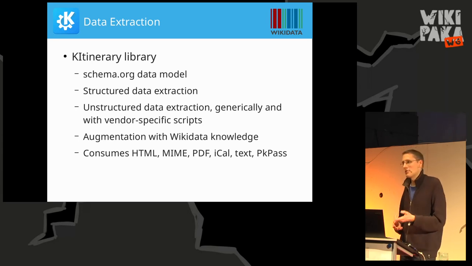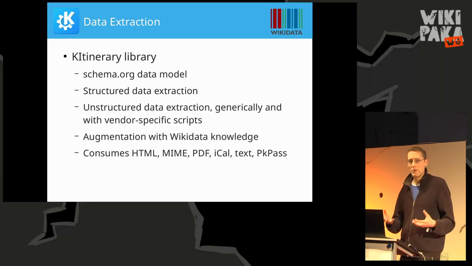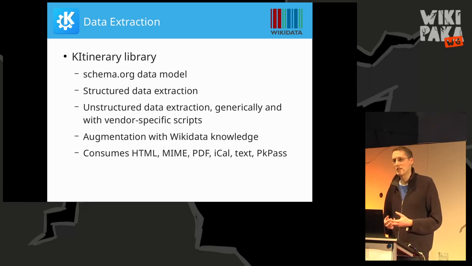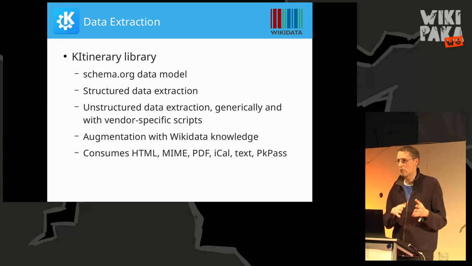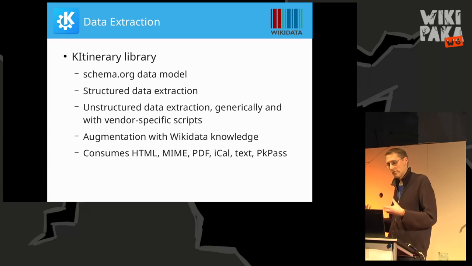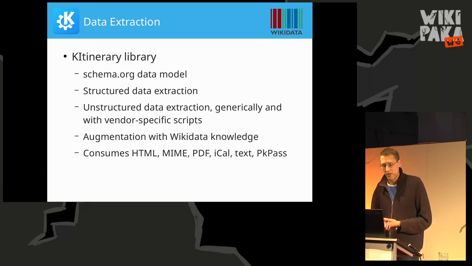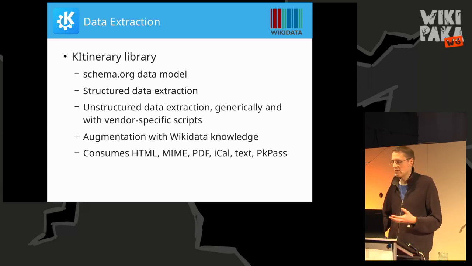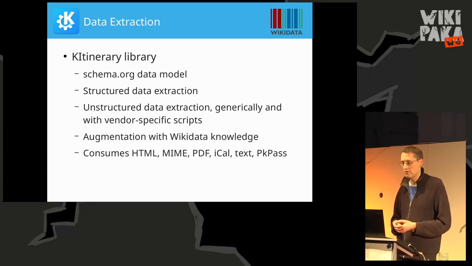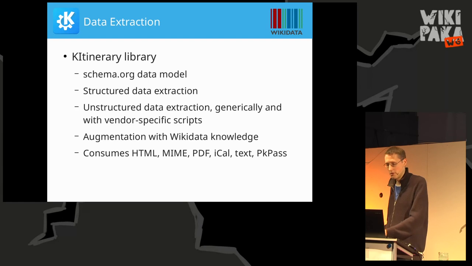What the extraction engine also does is it augments whatever we find in the input documents by information we have from Wikidata. So we usually have time zones, countries, geo-coordinates, all that useful stuff for then offering assistance features on top. And input formats is basically everything I mentioned: the usual stuff you get in an email from a transport operator or any kind of booking document.